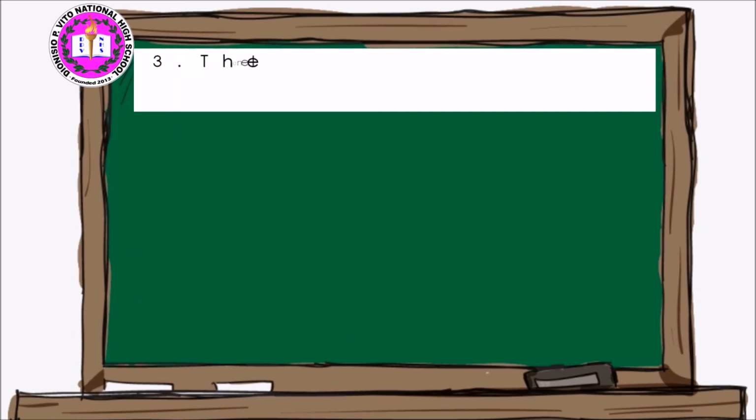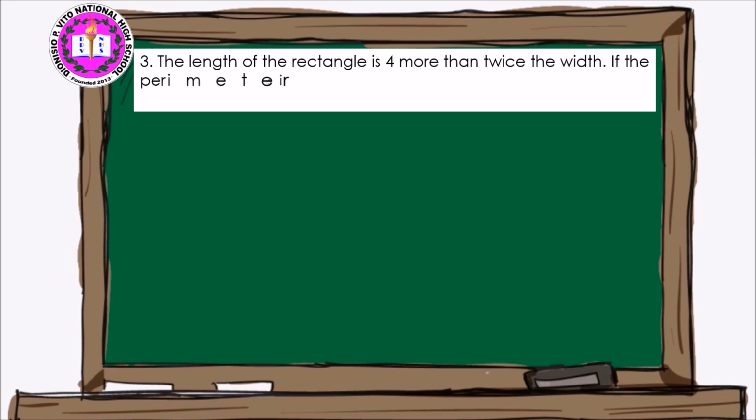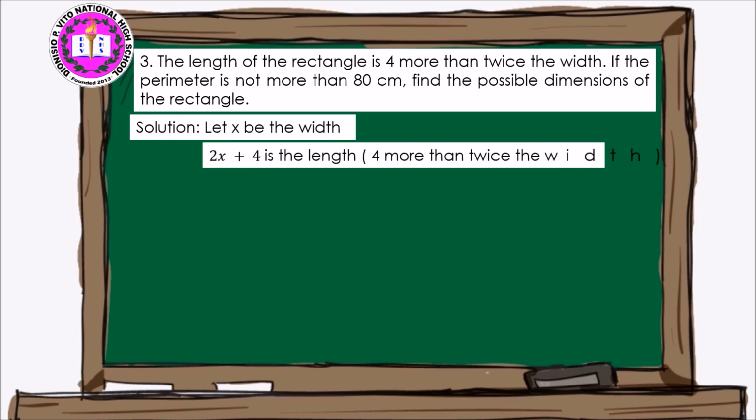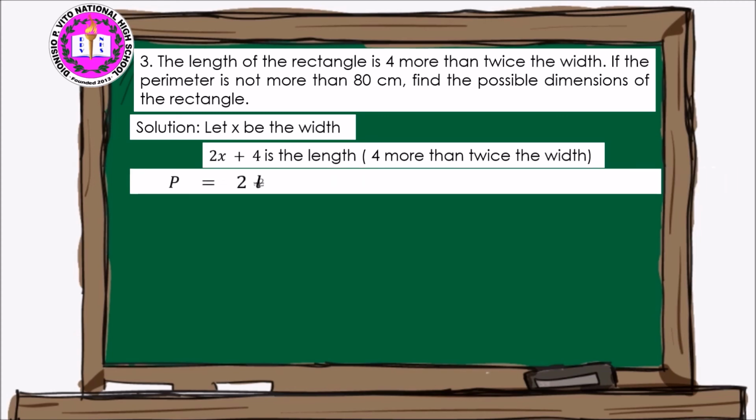For our third example, the length of the rectangle is 4 more than twice the width. If the perimeter is not more than 80 cm, find the possible dimensions of the rectangle. For our solution, let x be the width. Then we have 2x plus 4 is the length, which is 4 more than twice the width. So our perimeter is equal to 2 length plus 2 width. However, in the problem, it must not be more than 80.